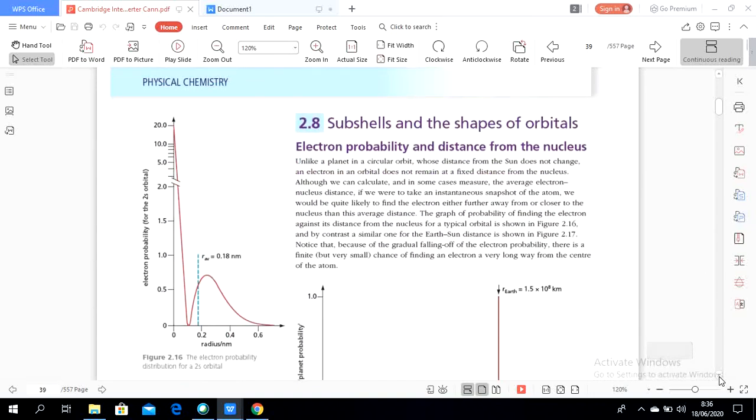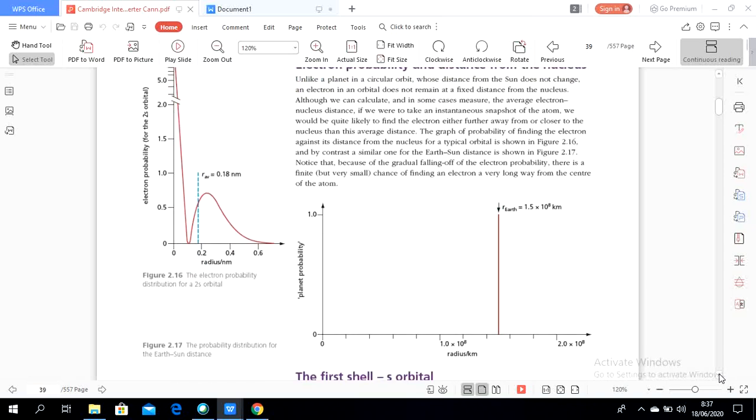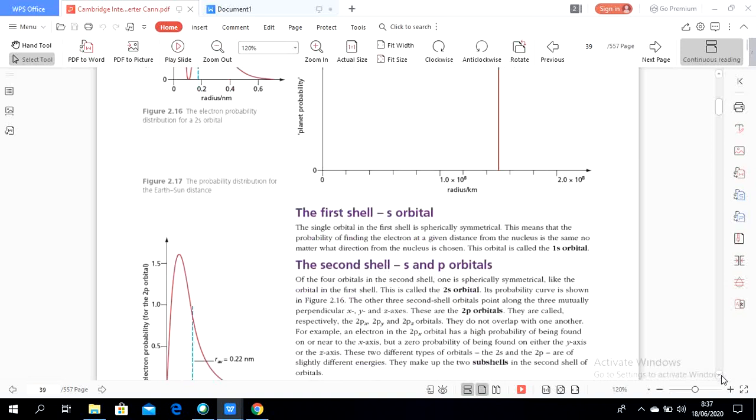Okay, subshells and the shapes of orbitals. Electron probability and distances from the nucleus. Let's see. As you can read in the textbook, there is an electron, and the first shell contains an s orbital. The second shell contains s and p orbitals. The s orbital is spherically symmetrical, so the shape is spherical.